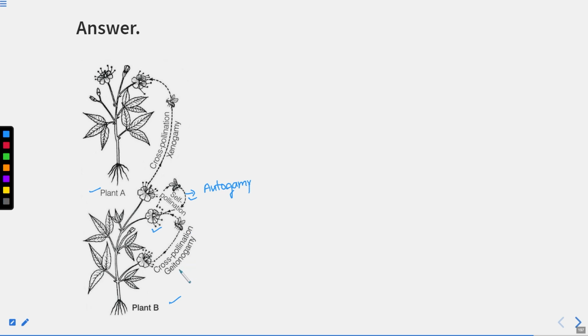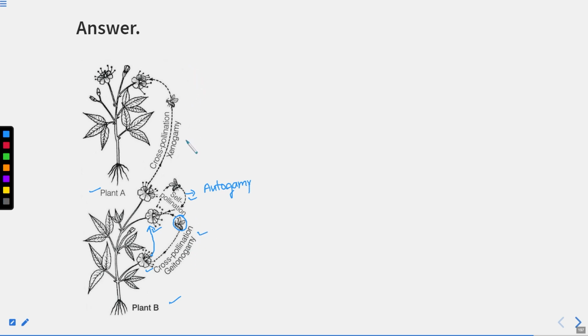And here in geitonogamy, what is happening? The pollen from the anthers is transferred to the stigma of another flower. Suppose from here to here or vice versa. And here a pollinating agent is involved. So this is a type of cross pollination.